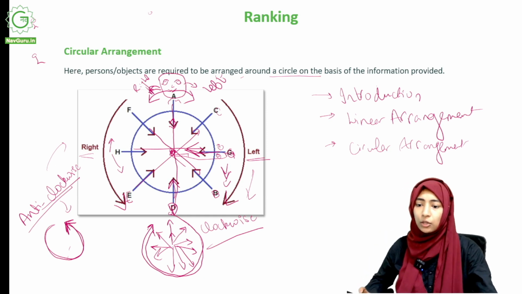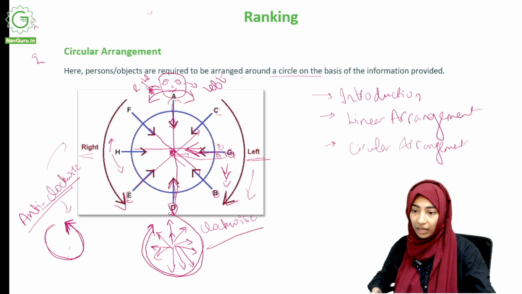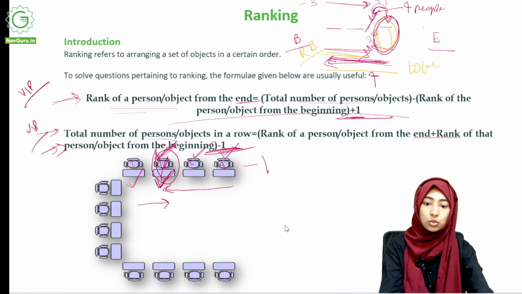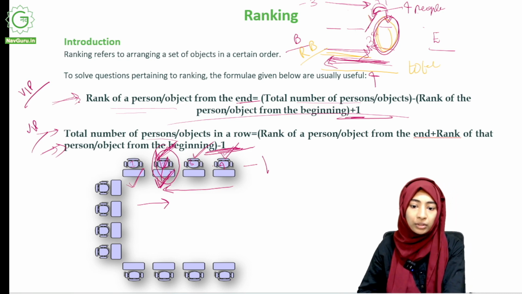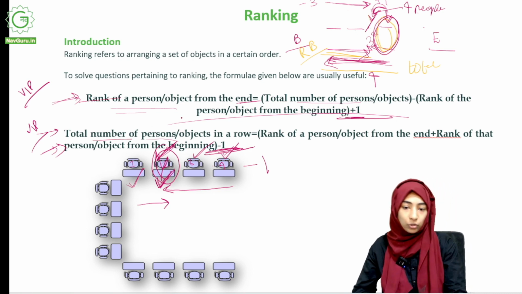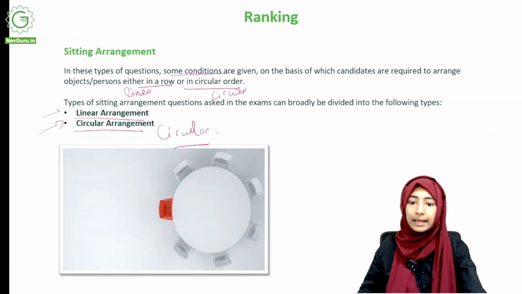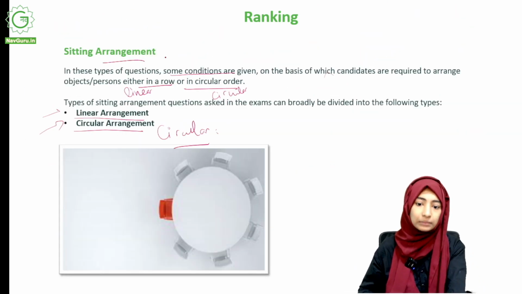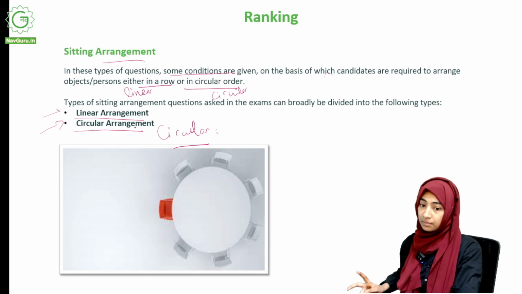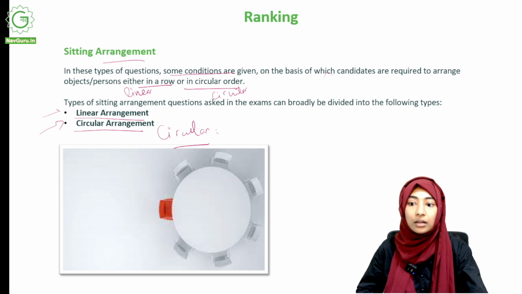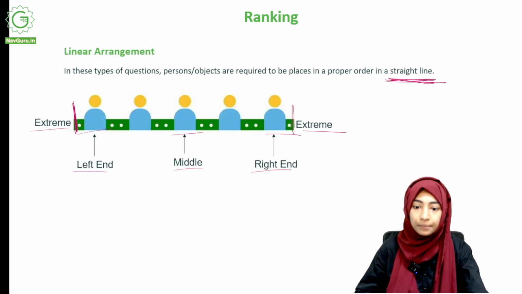I'll just take you through a quick recap of what we have done until now. Under ranking, basically first we learned these two important formulae just to know the rank from the end, or the total number of people in a row, things like that. And then we did a couple of questions, and then we learned sitting arrangement. Sitting arrangement is mainly of two types: linear arrangement, circular arrangement, and then we learned those arrangements in detail.